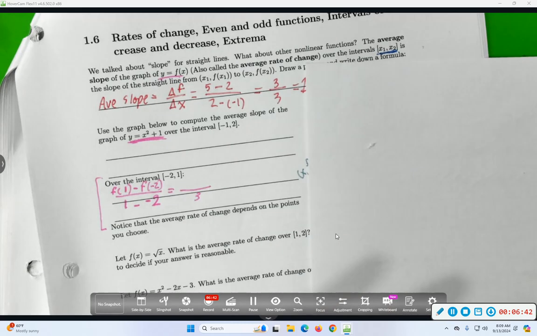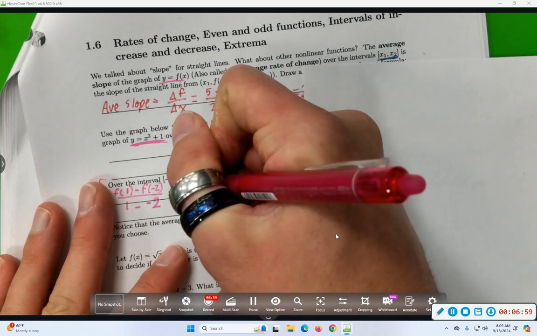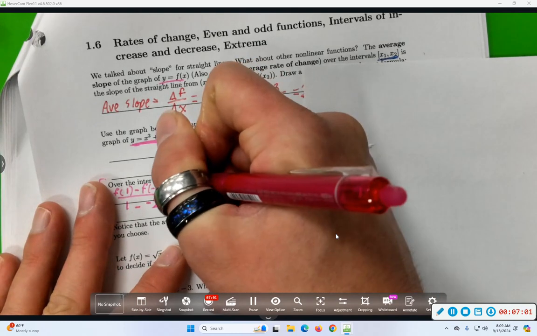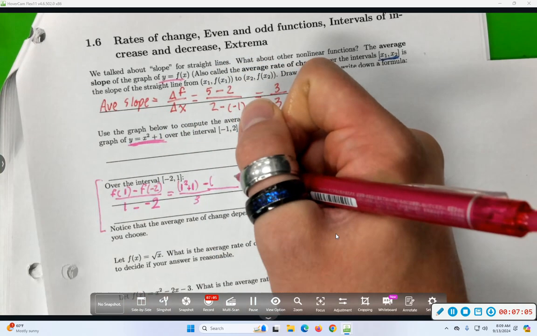Without looking at the graph, how do you compute f of 1? You plug 1 in for x. Yeah, just plug 1 in for x. We have a formula for f. So let's use that. And maybe you know that it'll just be 2 without doing anything, but minus, same thing, but plug in negative 2.